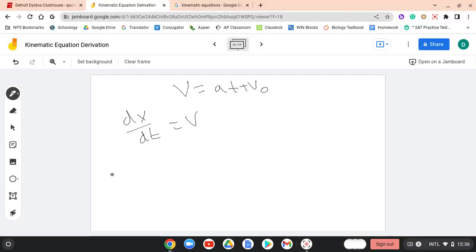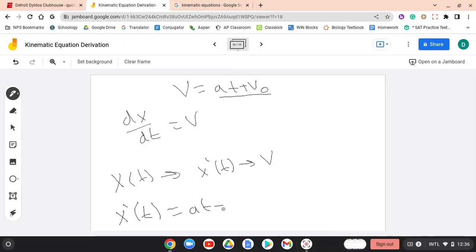So whatever our position function is, it is going to have a derivative of whatever our velocity function is. This means that if we know our velocity is equal to at plus v naught, then our position function is going to have a derivative of at plus v naught. So we have to think of what functions have a derivative of at plus v naught. All right, and I'll tell you what it is. The functions that have this derivative look like this, and I'll explain why in a second.